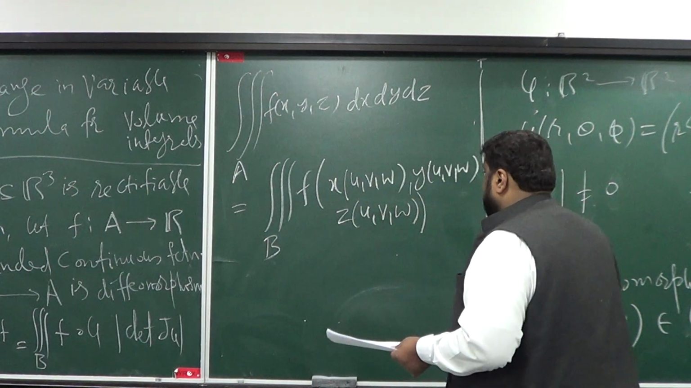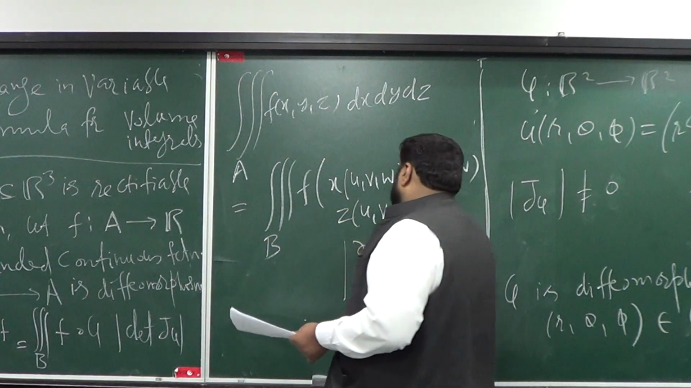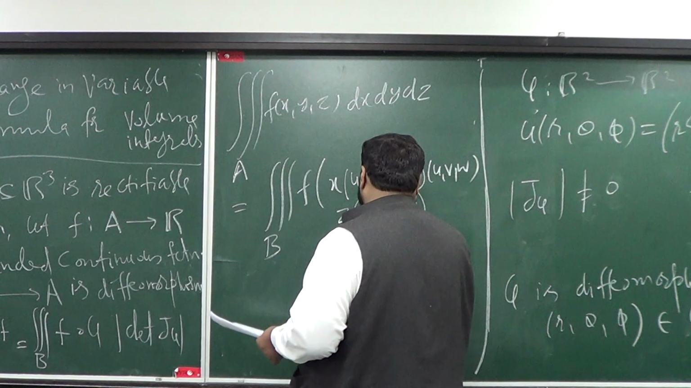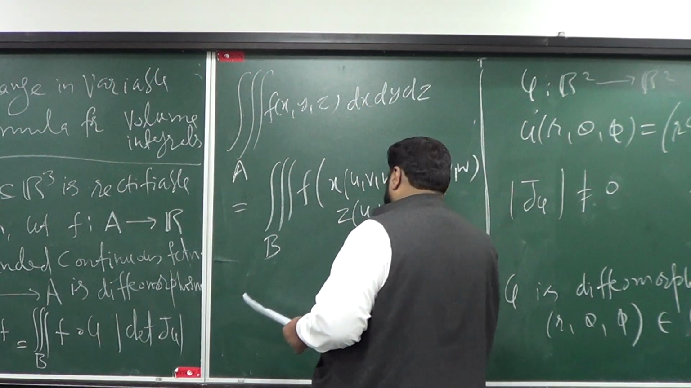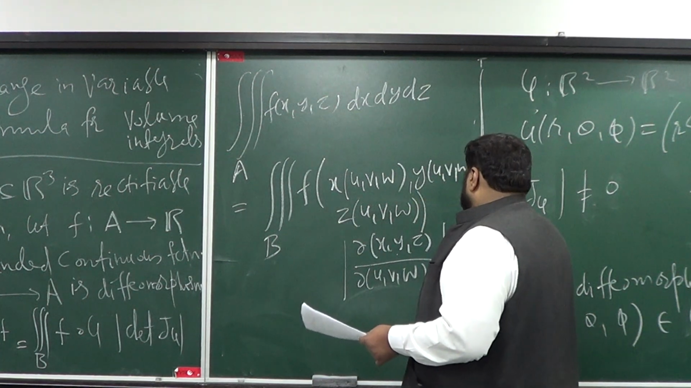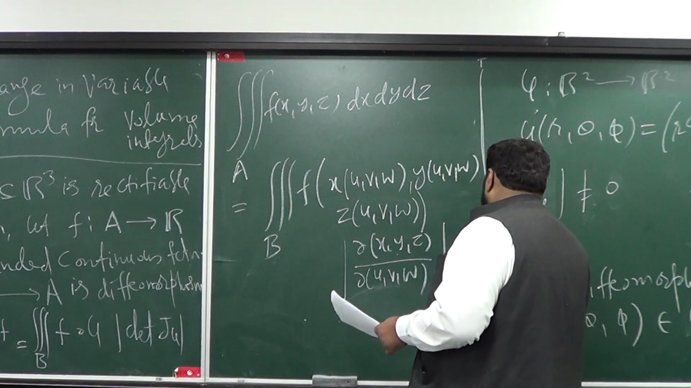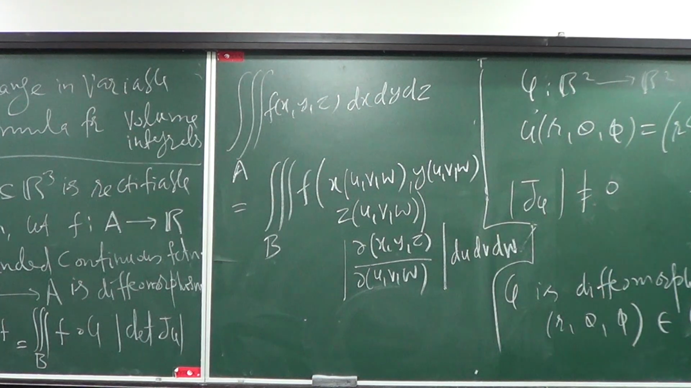Okay. Times the determinant of the Jacobian of x, y, z with respect to u, v, w. Okay. Times du, dv, and dw. That really is the variable phi.